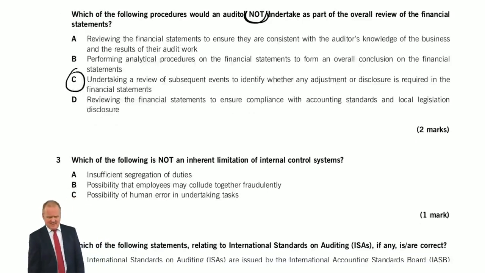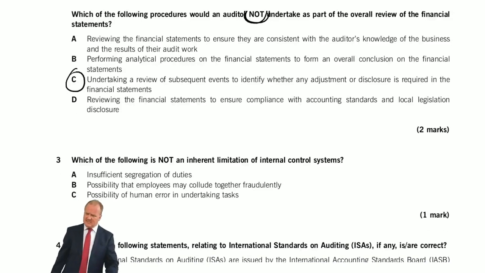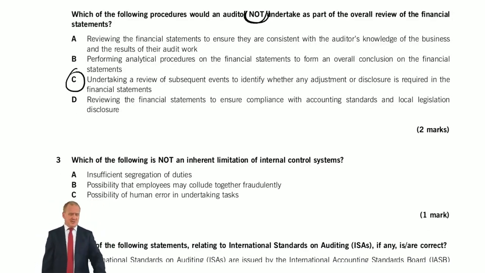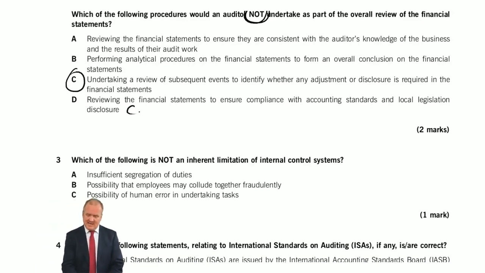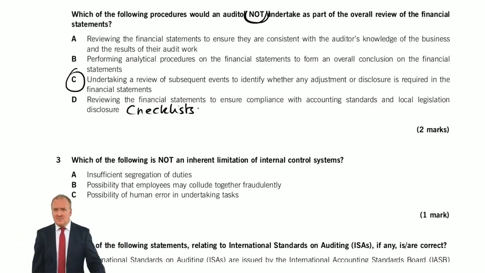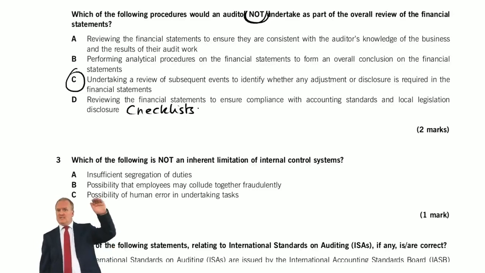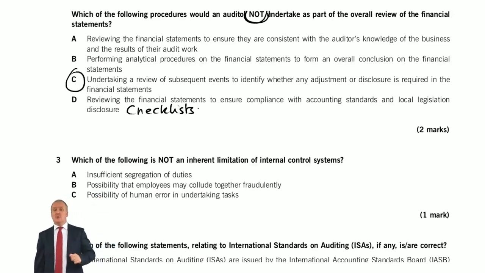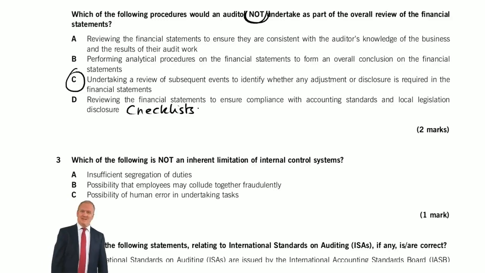D. Reviewing the financial statements to ensure compliance with accounting standards and local legislation disclosure. These are the checklists we fill in at the end of the audit. We sit with the final set of accounts. No more changes will happen because there's no point checking them for all these little bits and pieces that should have been disclosed until you know everything that will be added has been added. So that one is done at the end. So sorry, it's not D. The answer's C.